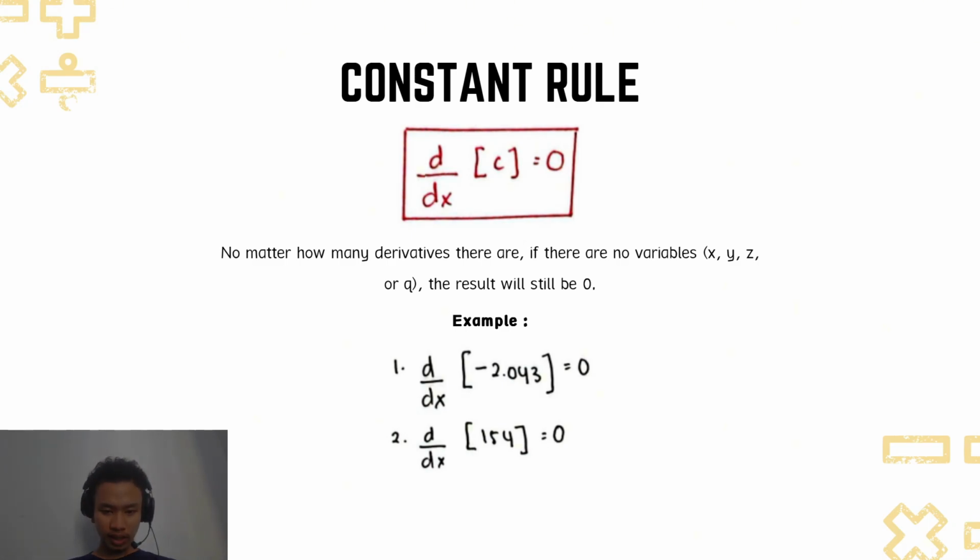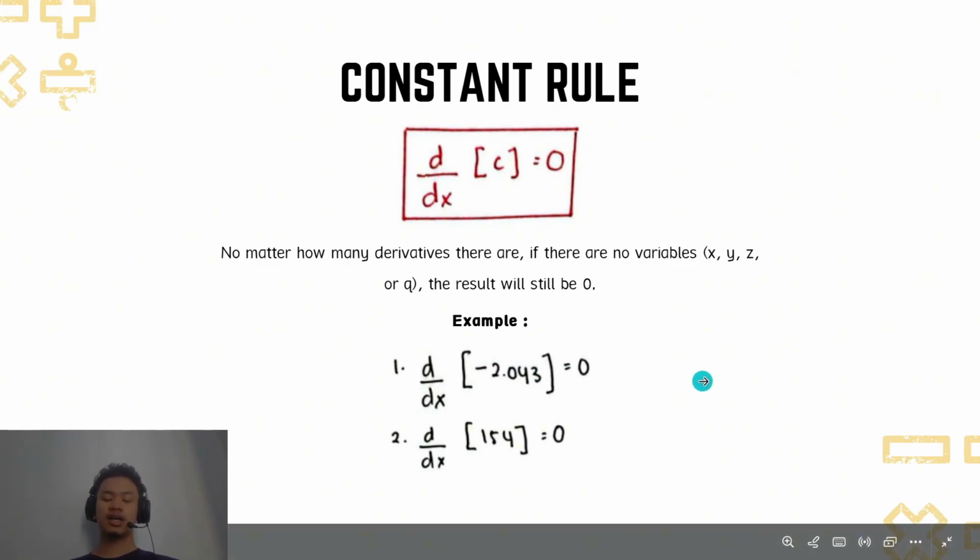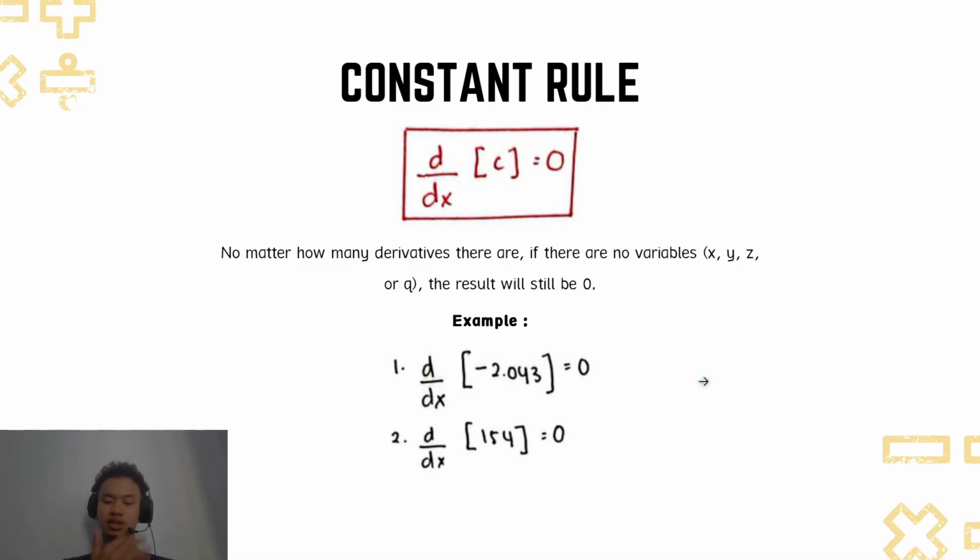Okay, for the example, first is the derivative of minus 2043. Because there is no variable, it is zero. And then the second is 154, which is zero.